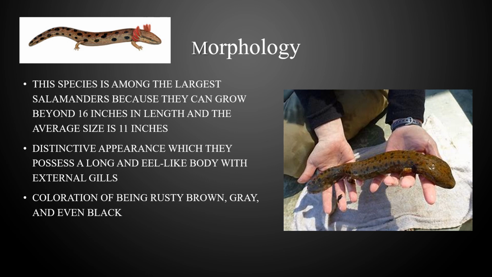Now, their coloration helps them blend into their environments. They have rusty brown to gray and even black looks, with little black dots mostly seen here. These are all coloration adaptations to help them survive within their environments, and it's just a very interesting species because that is a huge salamander, as we can see there. That is not a small little thing you might see under a rock in nature.